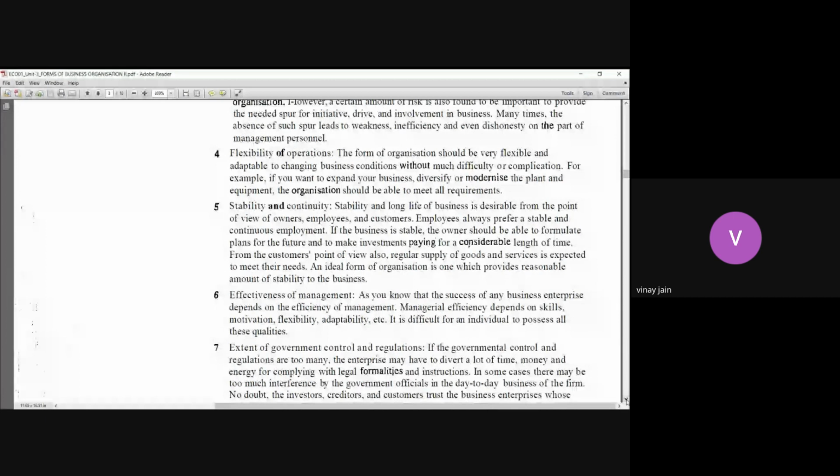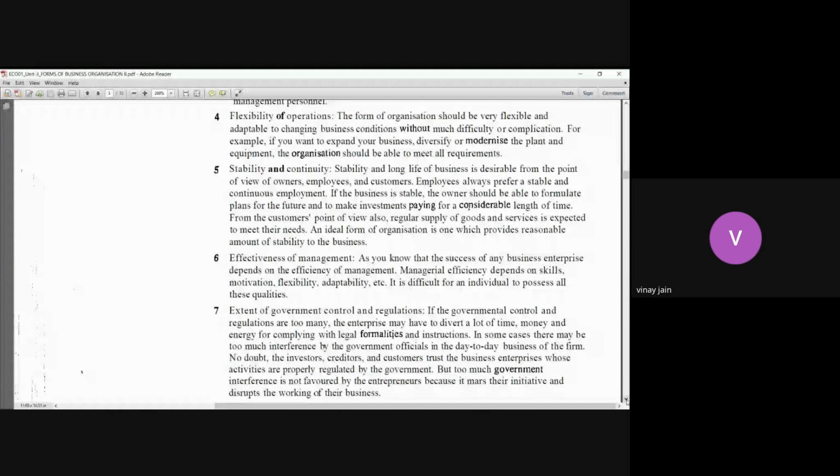Then, guys, the fourth one is about the flexibility of operations. If such kind of features are there in your organization, then the best form of organization will be chosen. The form of organization should be very flexible and adaptable to changing business conditions without much difficulty or complication. For example, if you want to expand your business, diversify or modernize the plant and equipment, the organization should be able to meet all requirements. Now, guys, we have this fifth feature. This is important: stability and continuity.